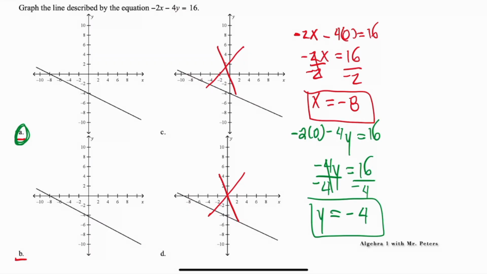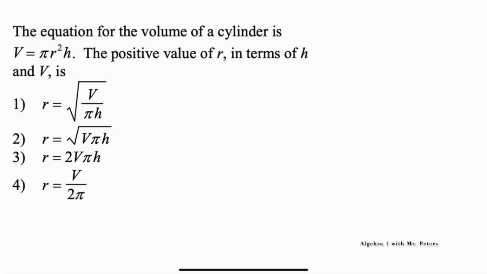when we look down at this point right here, this does not cross that y-axis at -4. So just pay attention to the very small details on your graphs, because A or C easily could have gotten confused.